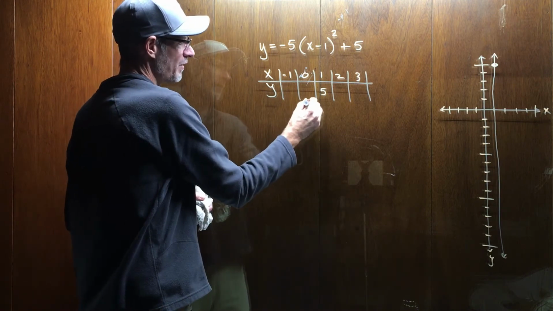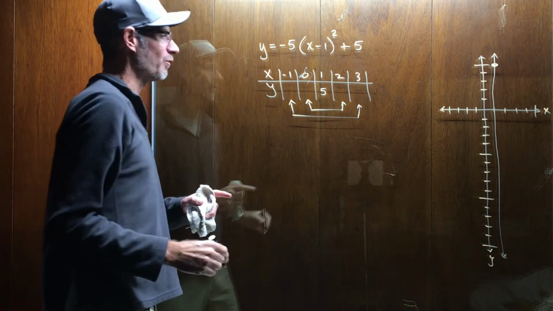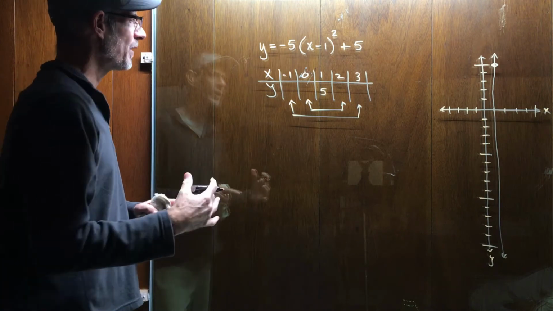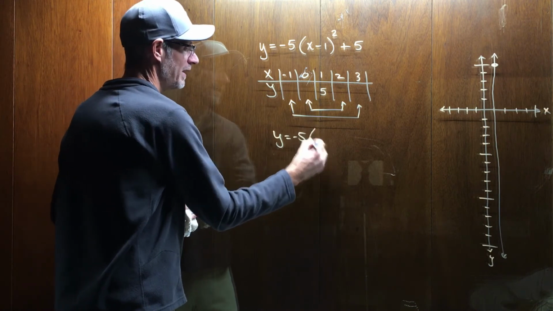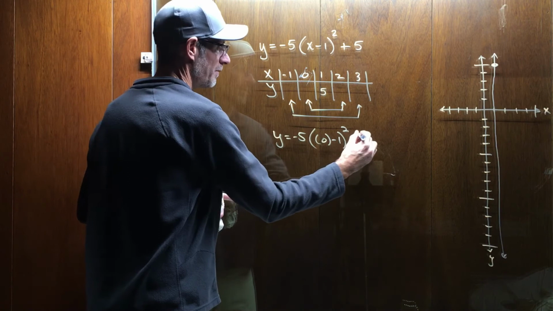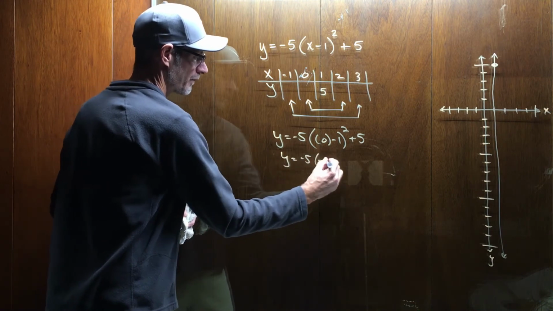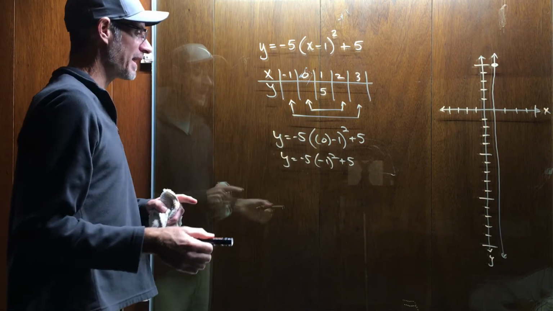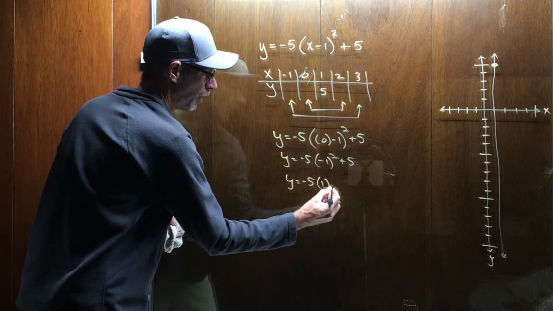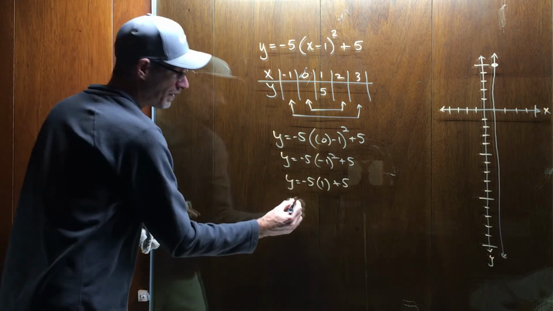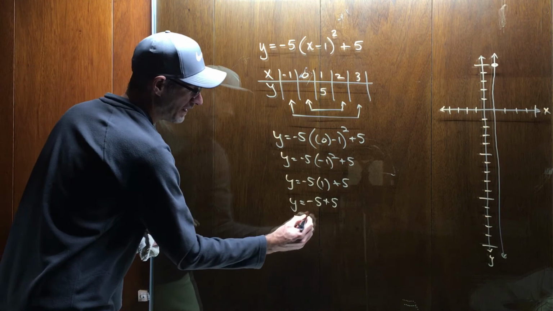Now I know that whatever value I get when I put 0 in, 2 will have the same value. And whatever y value I get when I put -1 in, 3 will have the same value. So I'm going to start out by putting 0 into my function. So I have y equals -5 times (0 minus 1) squared plus 5. And 0 take away 1 is -1. So I just did the math problem inside the parentheses. Now I'm going to do the exponents. So I have y equals -5 times 1 plus 5. And now I'm going to do the multiplication: -5 plus 5. And -5 plus 5 is 0.